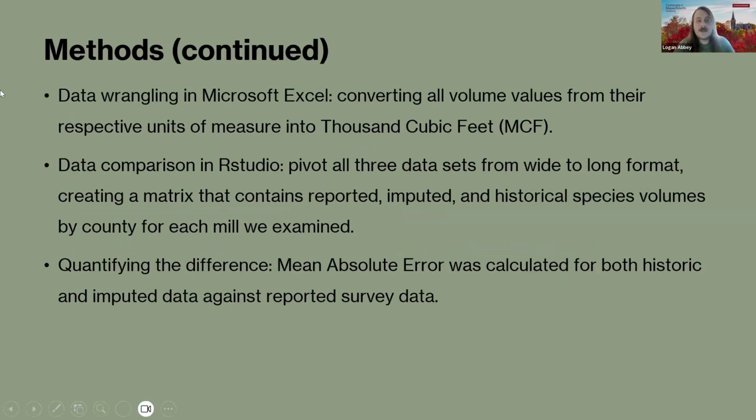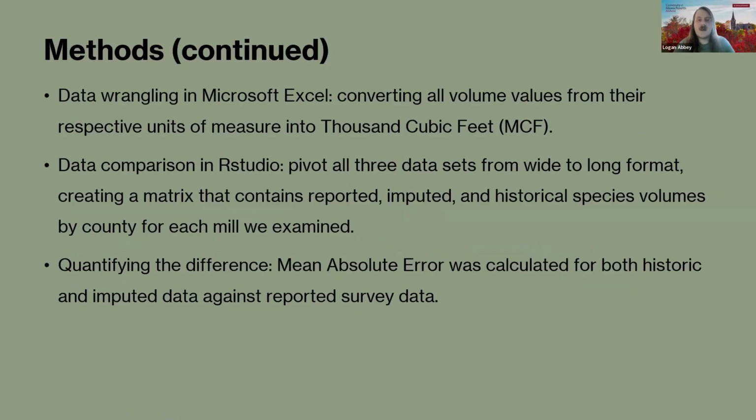So I did a little bit of data wrangling. I extracted the data from all of the PDFs and converted them all from their respective units of measure into 1,000 cubic feet. In the north, we are mainly hearing mills report in international quarter inch, but we did have a couple of Doyles and Scribners worm their way in.